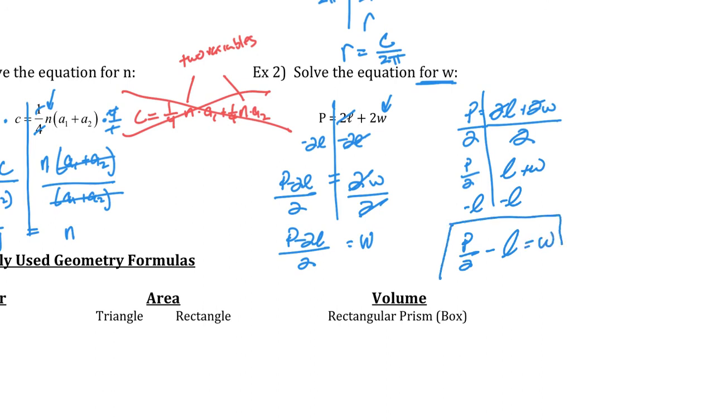Now these look slightly different, but they are both correct answers. The difference is in this answer here, we took the two terms, the P and 2L, and we have them together in a single fraction. Here, we separated them out into two separate terms.